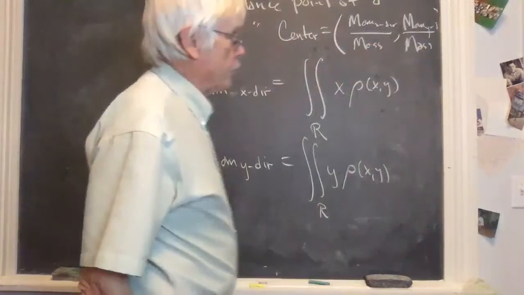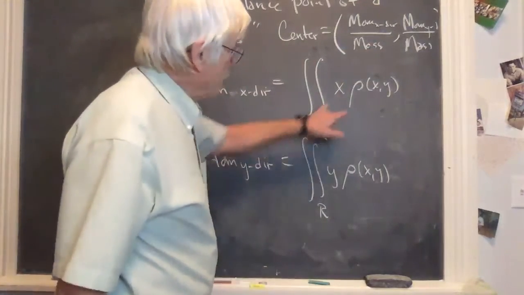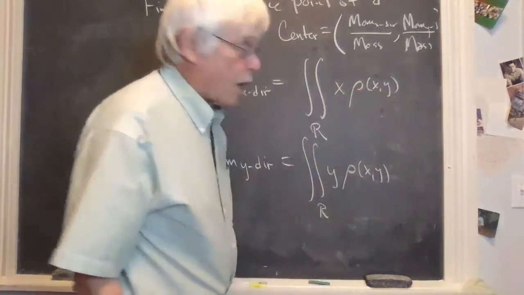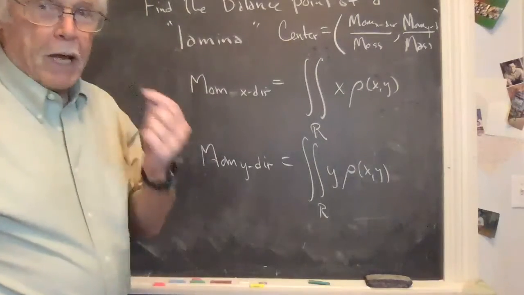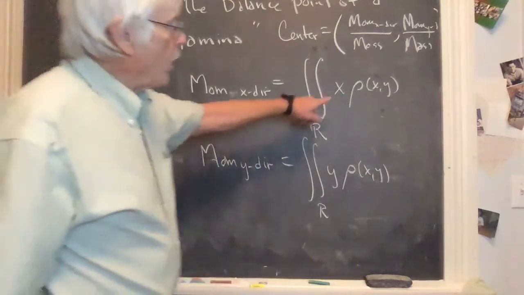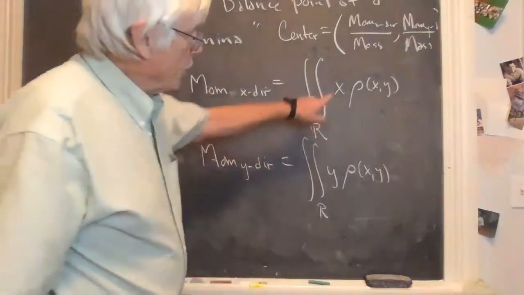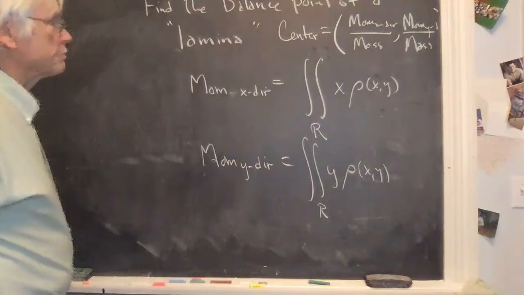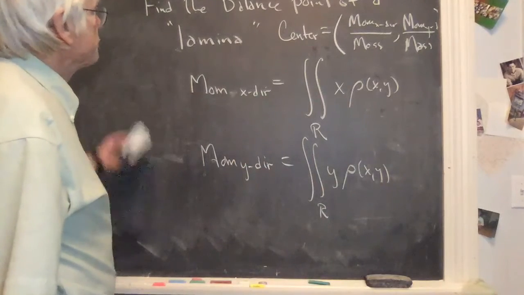So each of the x and y's is sort of like an average value, but you're not averaging the function itself. You're averaging the function times x and the function times y, because what you're interested in is not the average value, but the balance point. And that is weighted by how far these points are away from the balance point, in this case in the x direction, and in this case in the y direction. So let's take a look at an example of this.